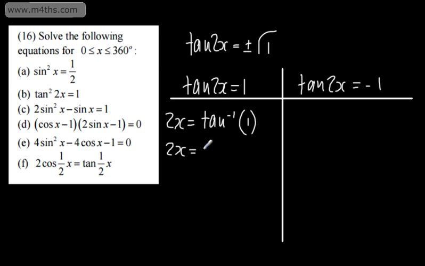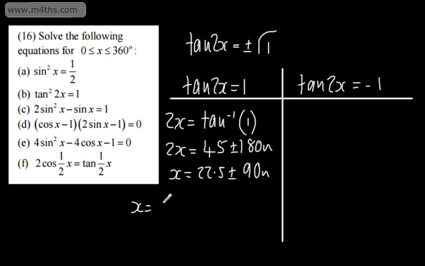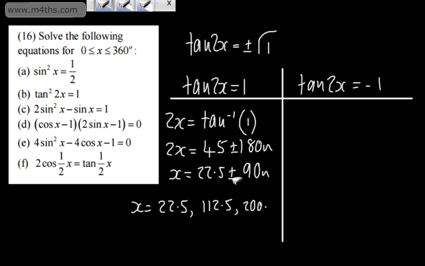So 2x is going to be equal to 45 degrees, plus or minus multiples of 180, as we've seen with the tan curve. So x is going to be equal to, dividing through by 2, 22.5 plus or minus now multiples of 90 degrees. So we can see on here that x is going to be equal to 22.5. We're going to add 90, which is going to give me 112.5. We're going to add 90, which is going to give me 202.5. So all I'm doing is simply adding these multiples on.